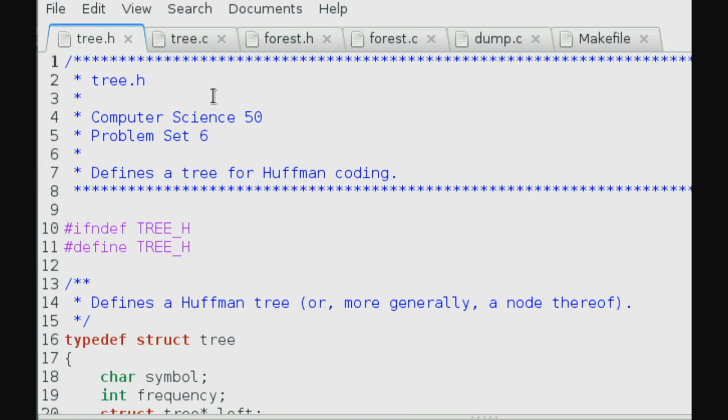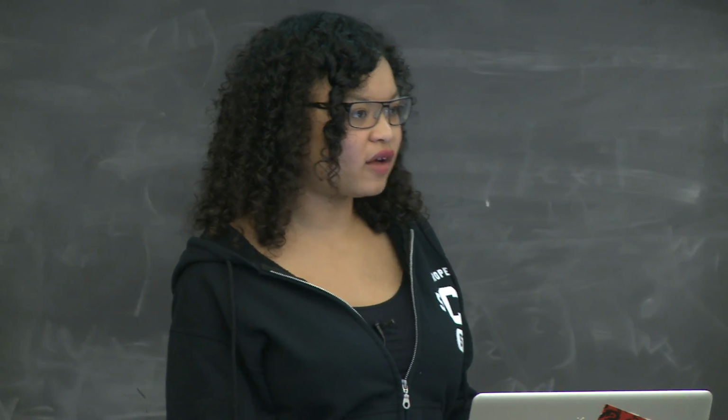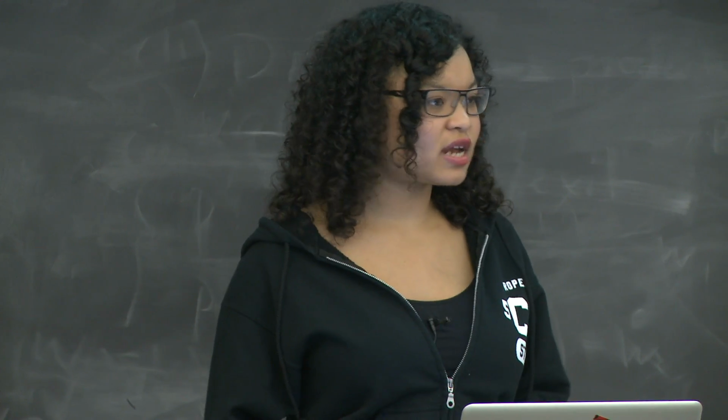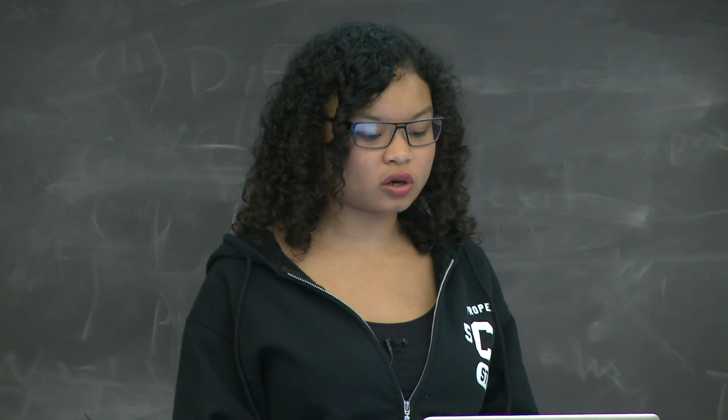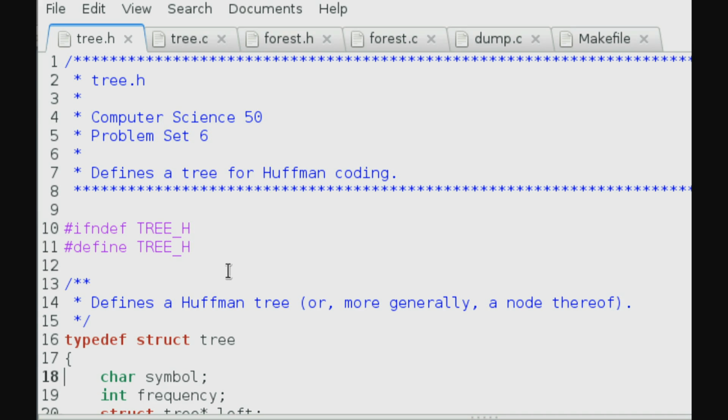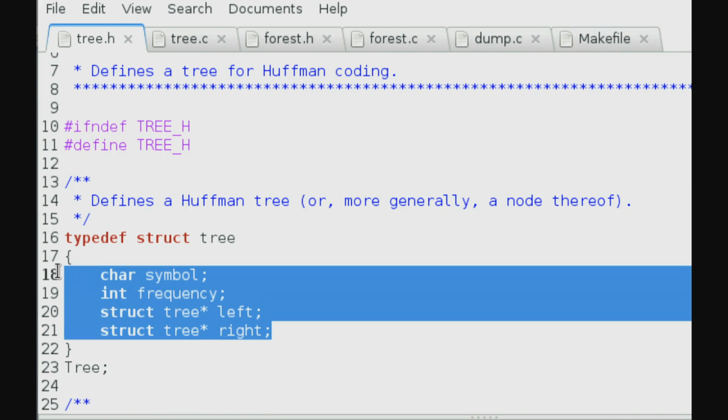Okay, so the next file that we're going to look at is tree.h. Before, in the walkthrough slides, we said we expect a Huffman node, and we made a typedef struct node. We expect it to have a symbol, a frequency, and then two node stars. In this case, it's essentially the same, except instead of node, we're going to call them trees.